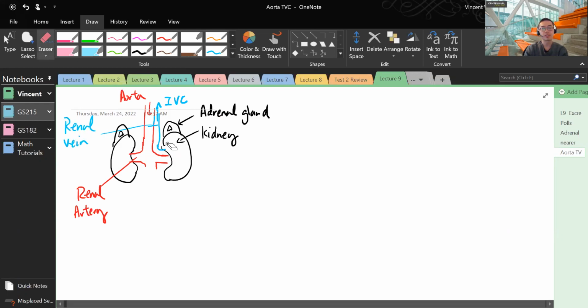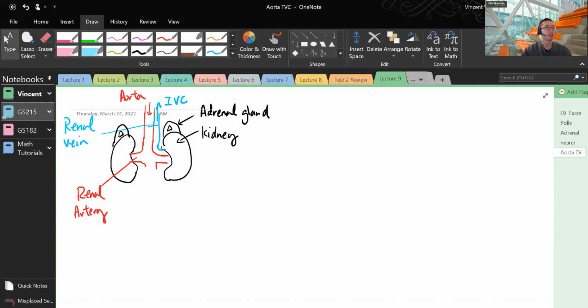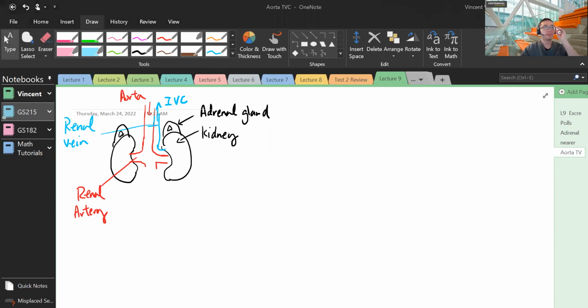Okay, we're looking at the front. So this is the left kidney, this is the right kidney. I'll give you a moment to catch up. Any questions so far?